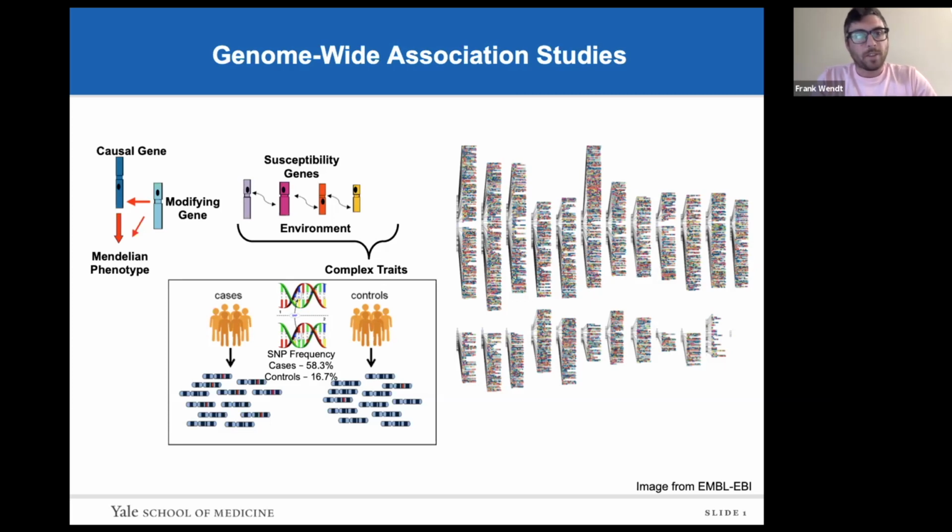On the flip side of that, we have the complex traits, which are typically the result of many, maybe hundreds of susceptibility loci or genes across the genome that interact with not only one another, but oftentimes a single or an environmental profile that collectively result in the complex trait of interest. We can study these complex traits and their genetic architecture using genome-wide association studies, where we look at statistical differences in allele frequencies between cases and controls at individual positions across the genome.